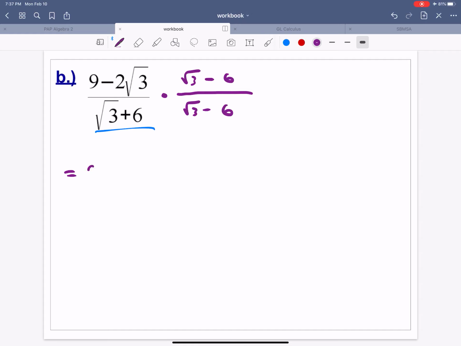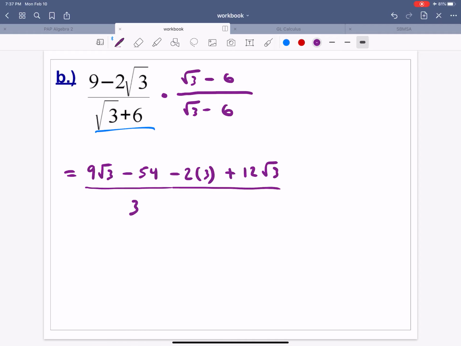So 9 times square root of 3 is 9 root 3. 9 times negative 6 is negative 54. Negative 2 root 3 times root 3 is negative 2 times 3, because the square root 3 times square root 3 cancels. And then negative 2 root 3 times negative 6 is plus 12 root 3. That's the top. The bottom, root 3 times root 3 is just 3. The middle terms will cancel out, and then I'll have 6 times negative 6 is minus 36.